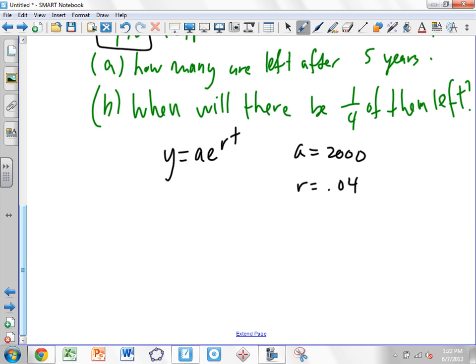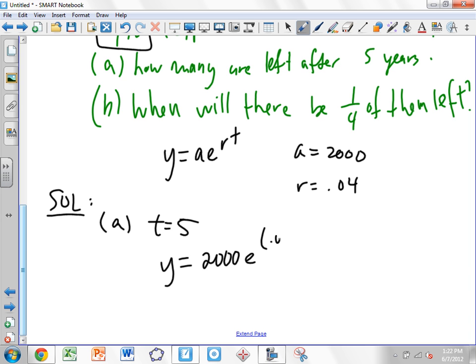So for part A, when 5 years occurs, what does that mean? Good. So t equals 5 for part A. They're saying, figure out how many are left when t equals 5. So look at your formula. You've got the A value here, the R value here, and the T value. Just plug them in. You get your Y value to see what's left. So here we'd have Y equals 2,000 e to the 0.04 times 5, and whatever that turns out to be. Okay, just to do one quick example of that multiplying, because I know the e button tends to confuse people.